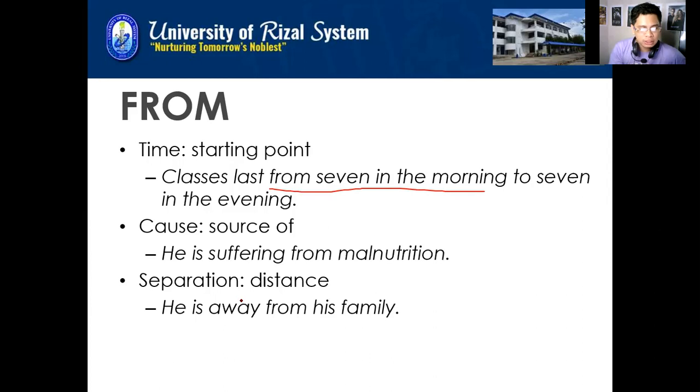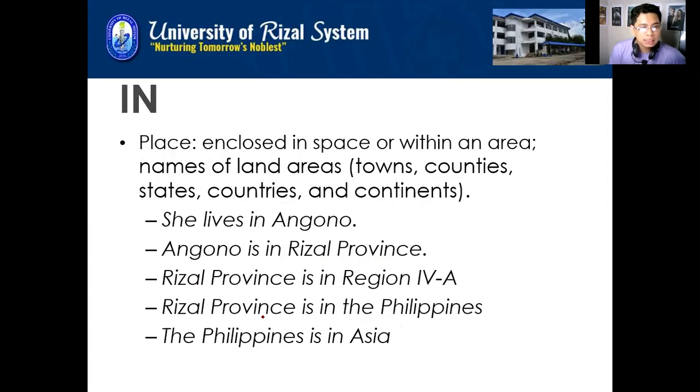Source of. So we say he is suffering from malnutrition. So what's the cause of his suffering? Malnutrition. Distance. He is away from his family. So he's away from his family. Separation. So from has many functions.